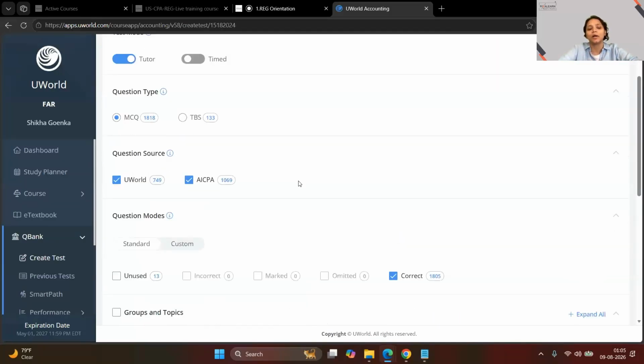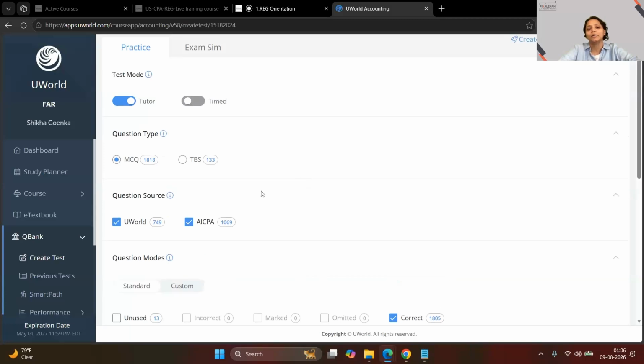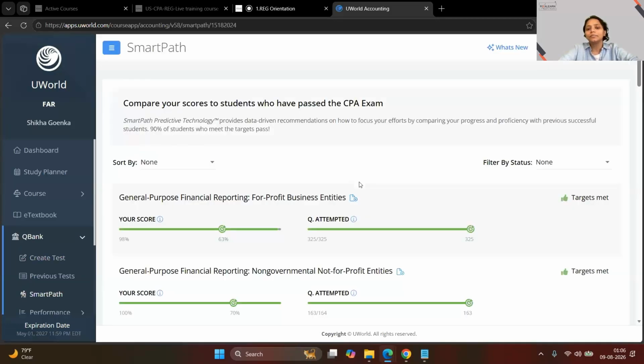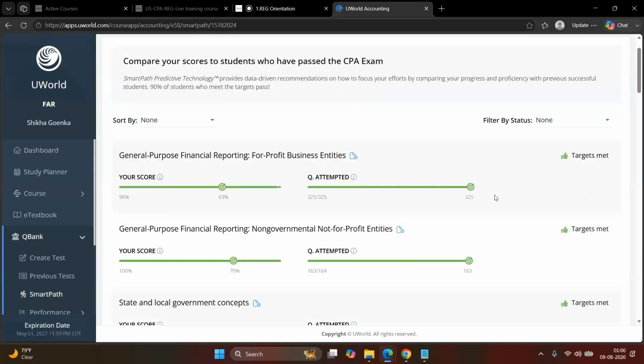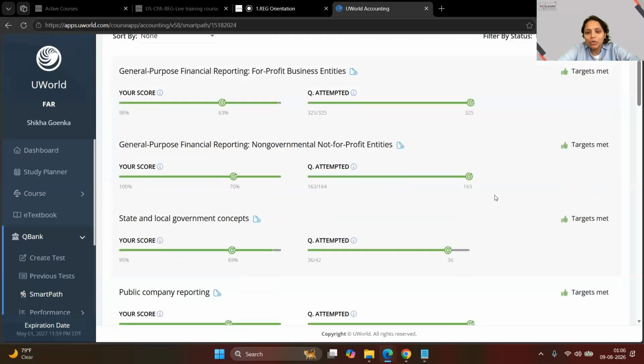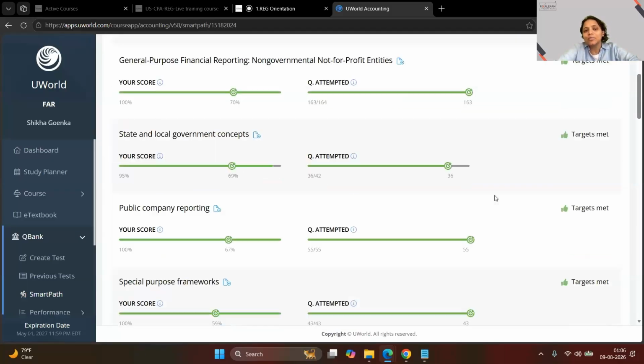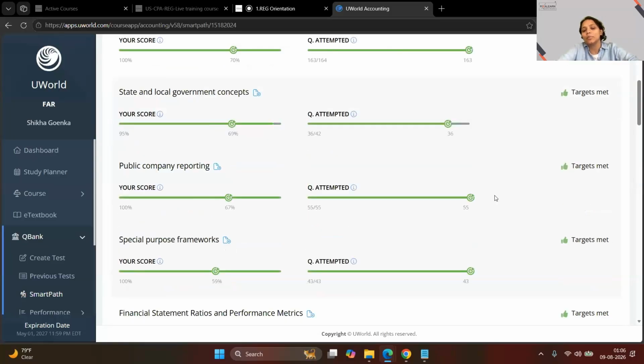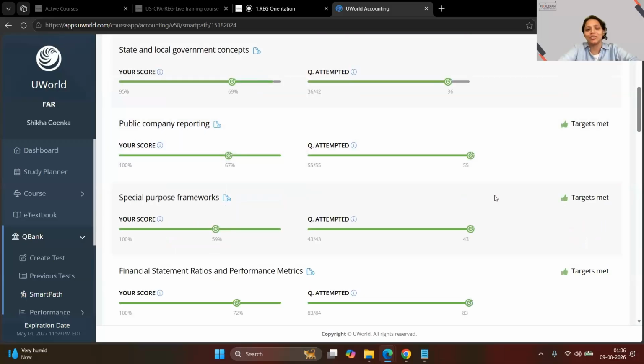Just go to your SmartPath for FAR. Ishika, can you see this? This is your score. And this score of yours is more than the score of most of the people who have cleared the paper. Can you see this? Wow. She cleared. I mean, FAR, I just hope that she clears.